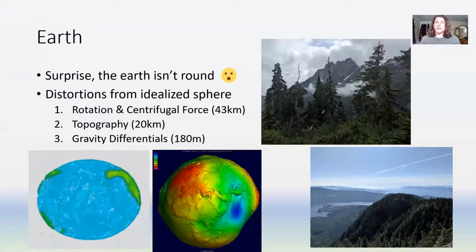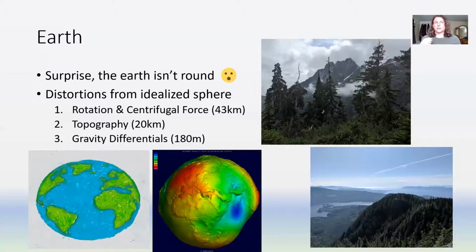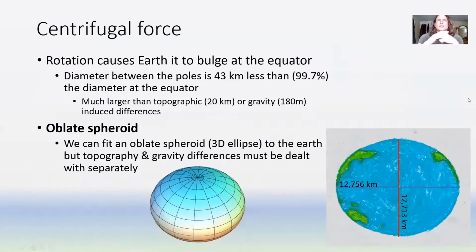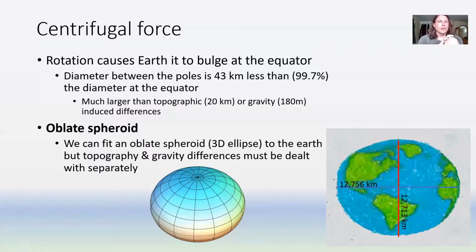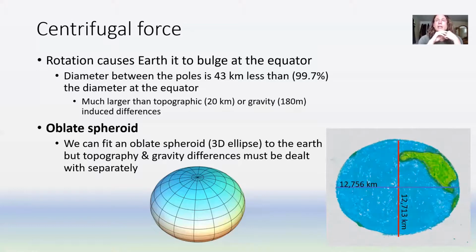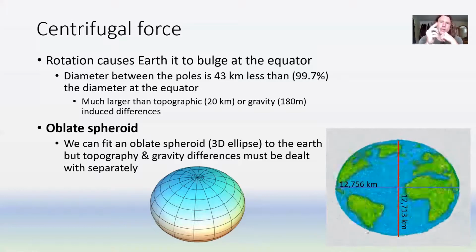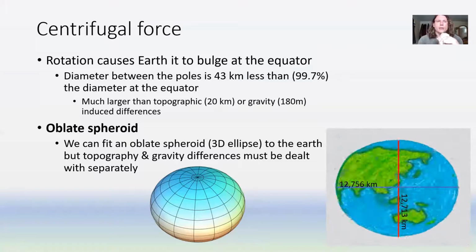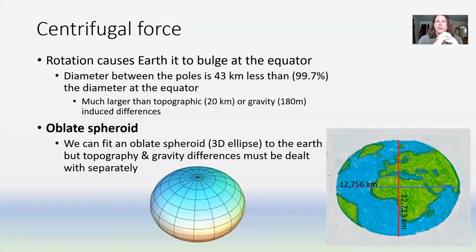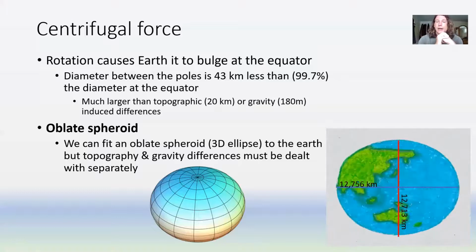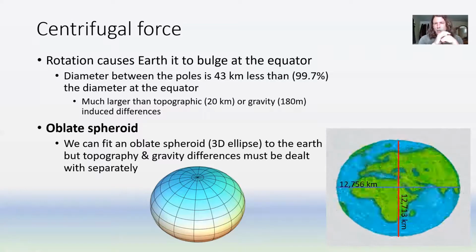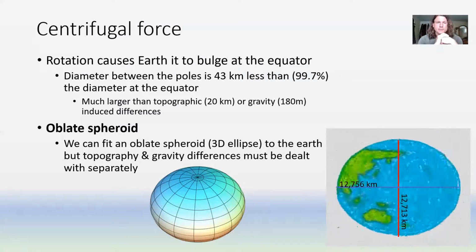But we'll talk about all three of those and why we have to think about each of those in order to actually condense and simplify the Earth to represent it. So the largest contributor to the distortions from an idealized sphere is centrifugal force. The Earth's rotation causes it to bulge at the equator. And so the diameter between the poles is actually 43 kilometers less than at the equator, or 99.7%. So the Earth is essentially only 99.7% a sphere.